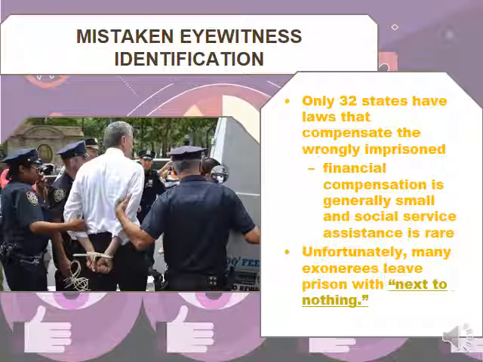In addition to that, at times they're coming out at a unique point of time where they're a lot older. And so the financial compensation is generally small. In addition to that, social service assistance is rare. Because one, you have an individual who is wrongfully convicted, yes, but the aspect of their record has been tainted. And so unfortunately, many exonerees leave prison with next to nothing.